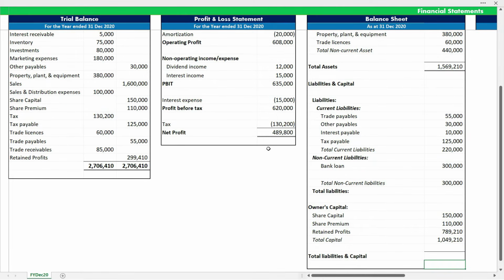And now what I will do is find the total liabilities and capital, which is total capital plus the total of the liabilities. So that should be this cell here. We do not have a value, so I'll go back. I will say total liabilities were total current plus total non-current. So I'll do this.